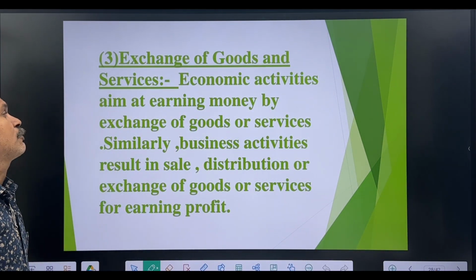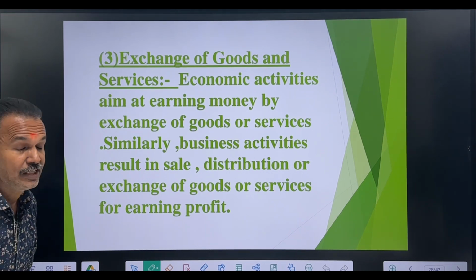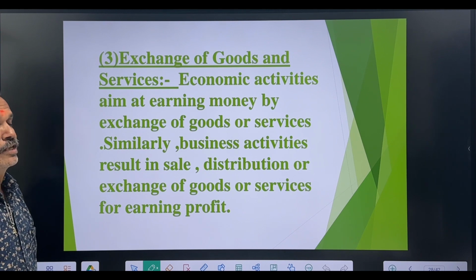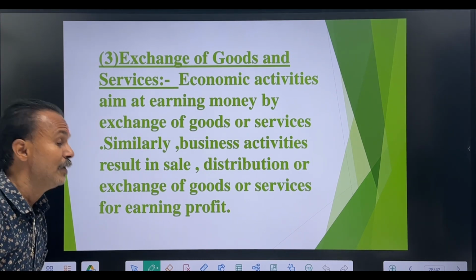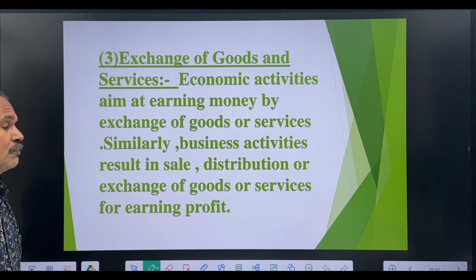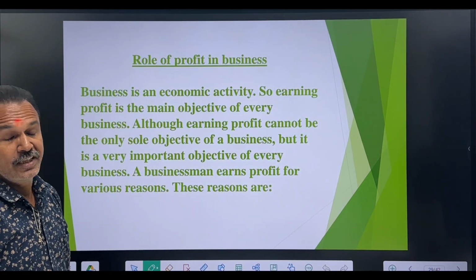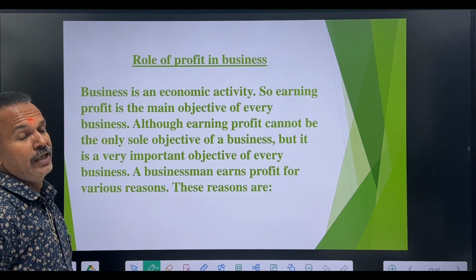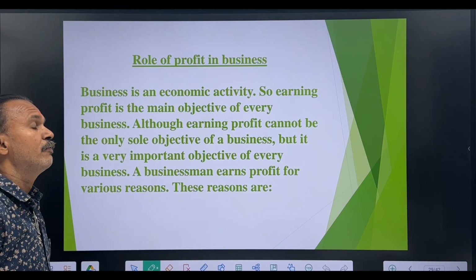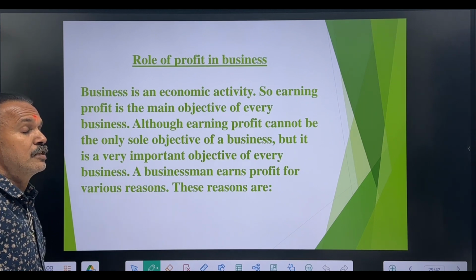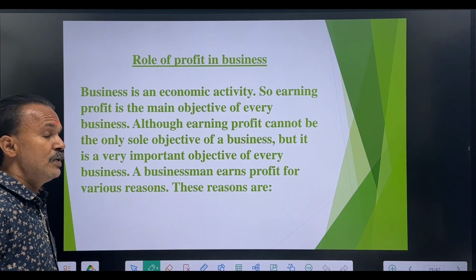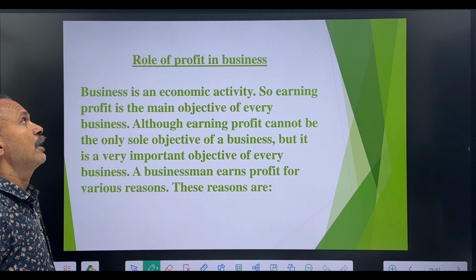Next, exchange of goods and services. Economic activity is concerned with the exchange of goods and services for the purpose of earning money. Similarly, like an economic activity, business also involves exchange, sales or distribution of goods and services for the purpose of earning money in the form of profit. So due to these reasons, business is called an economic activity: profit motive, creation of utility, exchange of goods and services. Due to these reasons, business is considered an economic activity.